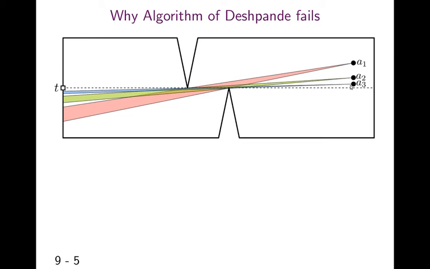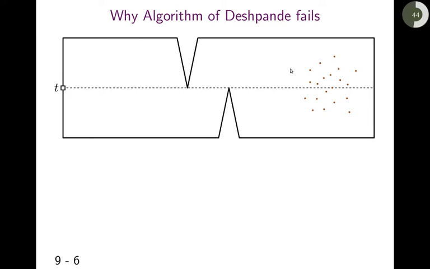So as long as none of these AIs is actually on the line, no one can see T. And if you're close enough to T, somehow all of those visibility regions are distinct here. So no two see the same. There's no visibility which dominates all the others. Okay, so this said, let's look now at the point cloud that's generated by Deshpande.